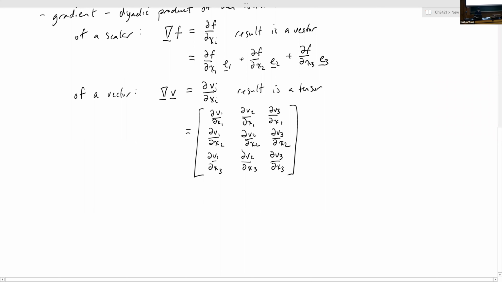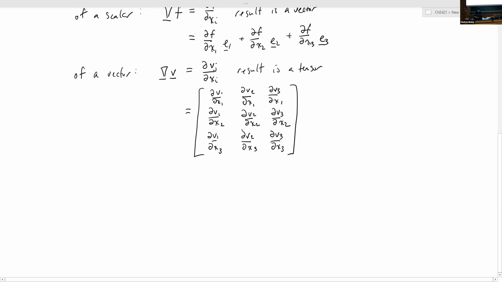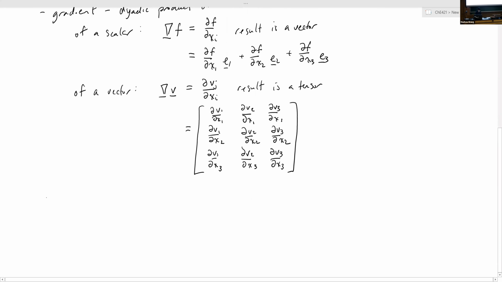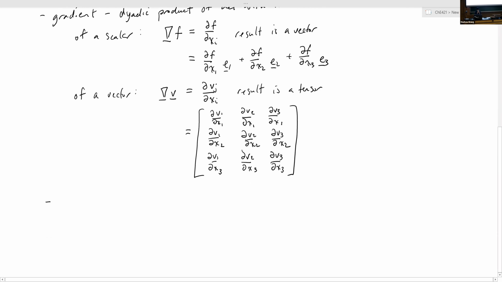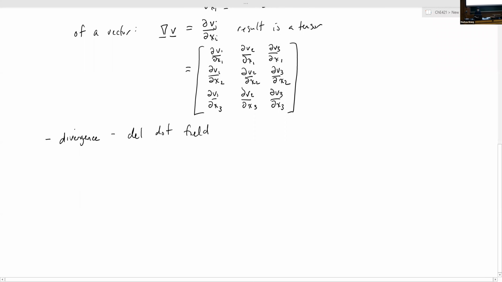Let me just go ahead and bang out some of the other things that you can do with del. You can take a dot product of del. So the gradient is a dyadic product of del with a field. You can also take a dot product of del with a field. And that is something called the divergence. Perhaps some of you guys have seen this before as well. This is del dotted with a field. Okay. Now in this case, it doesn't make sense to dot anything that's not a vector or above, right?